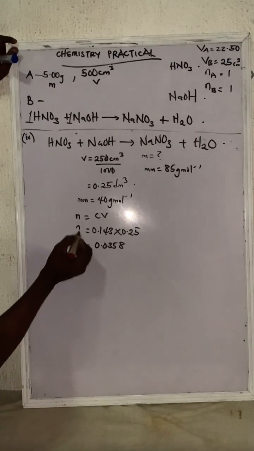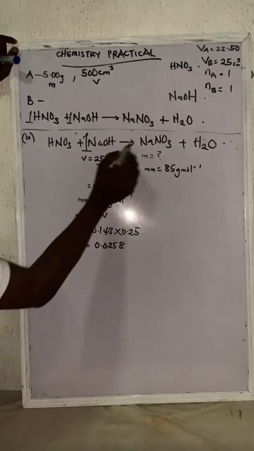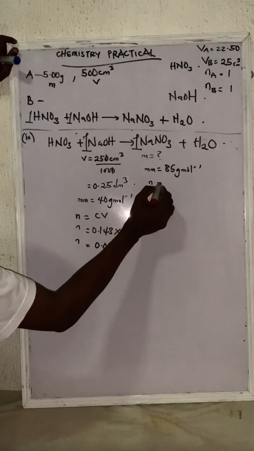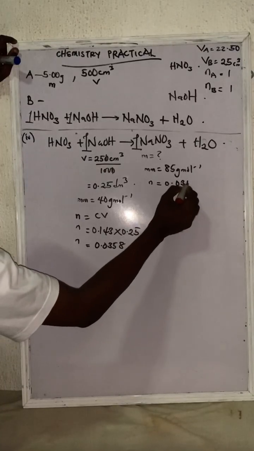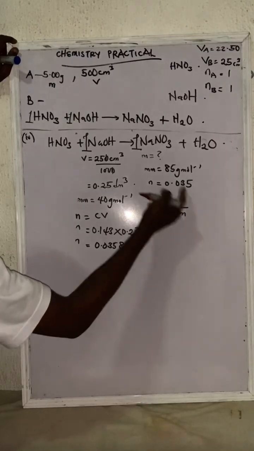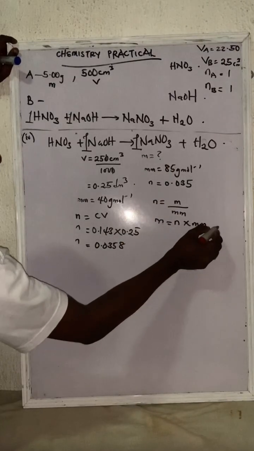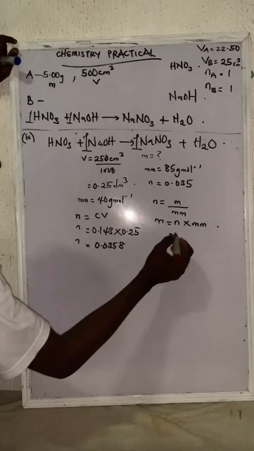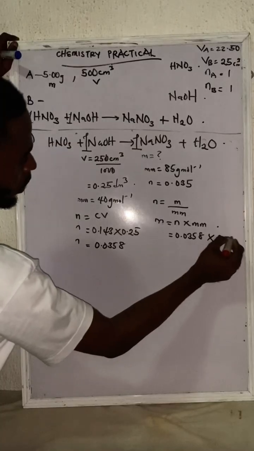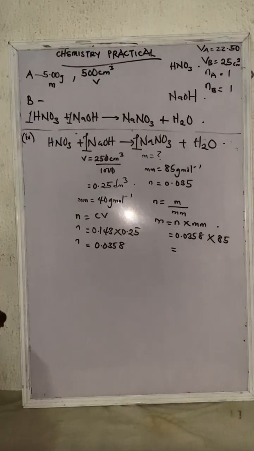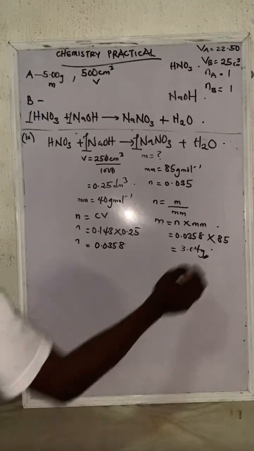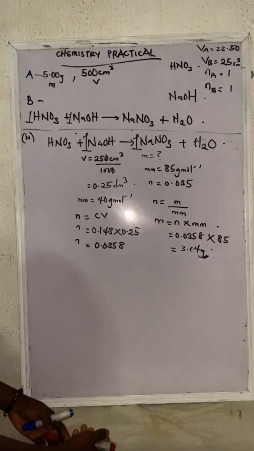Since this is the mole of NaOH, look up. 1 mole of NaOH gives us 1 mole of this one. You understand? If the two of them have the same mole, then the mole of this one too is 0.0358. So from here, mole is mass over molar mass. The mass I'm looking for equals mole times molar mass. So it is 0.0358 times the molar mass, which they give us as 85. If I multiply this together, I'll get 3.04 gram. And this marks the end of this sheet.